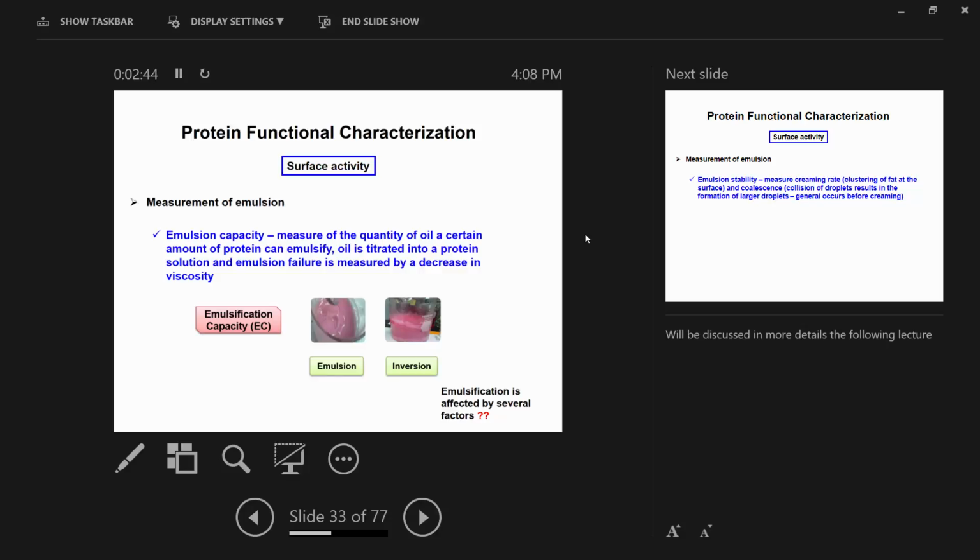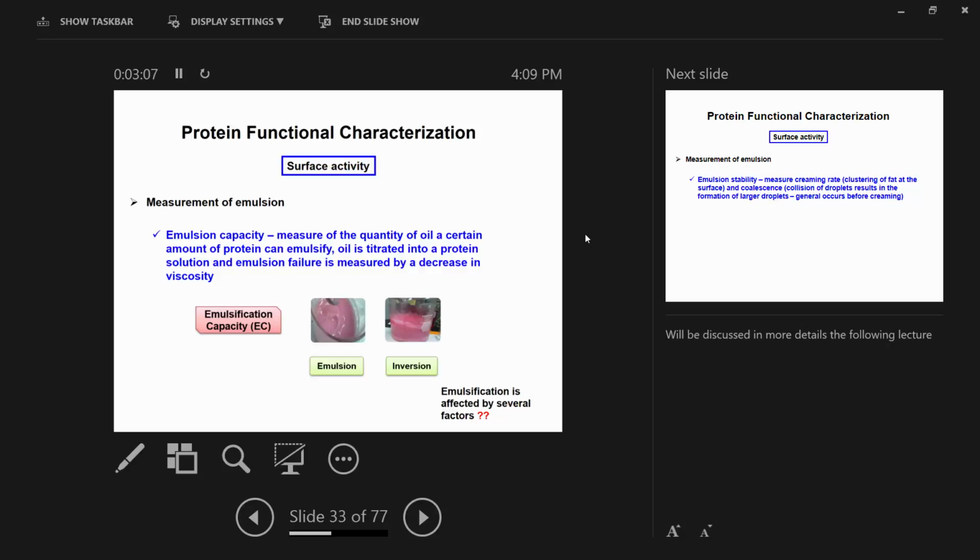So you record the volume that was dispensed from the burette that you're using, and you convert that to milliliter of oil per gram of protein, because you will know how much protein you started with, so you can do the calculation. So this is how emulsion capacity is determined.